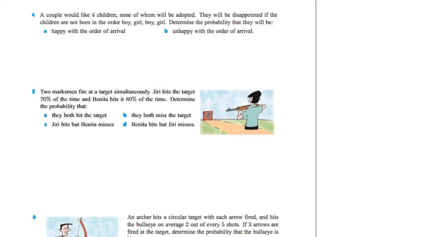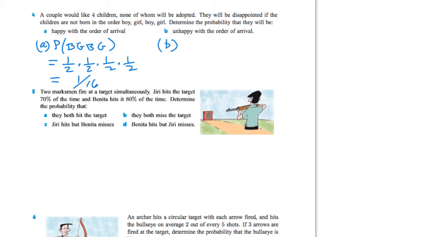A couple has 4 kids, none of whom are going to be adopted. They'll be disappointed if they're not born in the order boy, girl, boy, girl. I happen to be from a boy, girl family. Determine the probability that they're going to be happy. So what's the chance that a family of 4 is in the order boy, girl, boy, girl? Well, births are equally likely to be boy or girl. Births are independent. So all I'm doing is that 50-50 chance each time. There's a 1/16th chance of a family being in the order boy, girl, boy, girl.